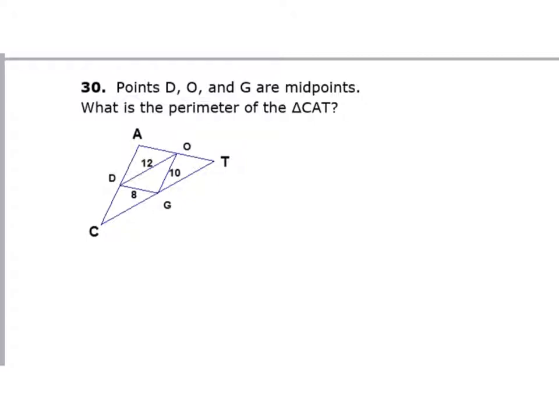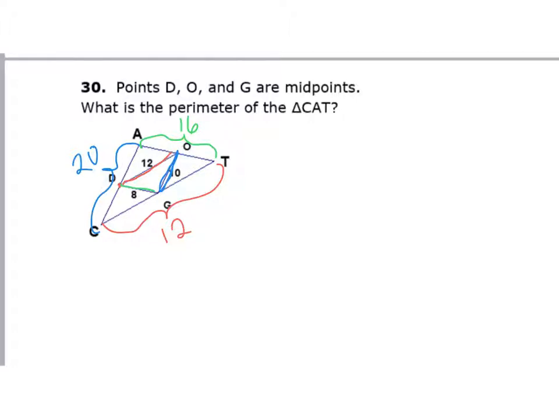What is the perimeter of triangle CAT? All right, so if this is a midpoint here and here, that means DO is a median, which is half the opposite side. If O is a midpoint and G is a midpoint, then the 10 is a median, which is half of the opposite side. Oops, that's a 20. And then 8 is also a median, which is half of the opposite side.